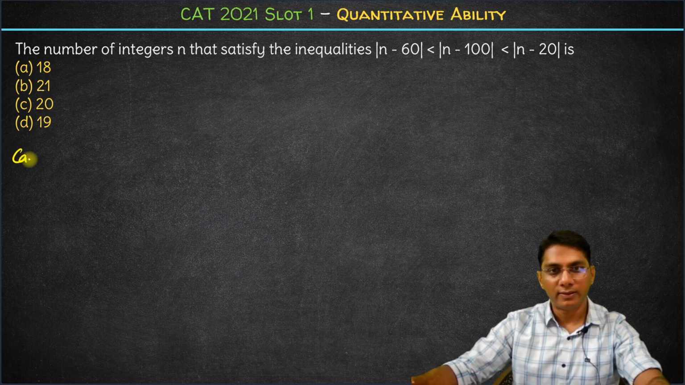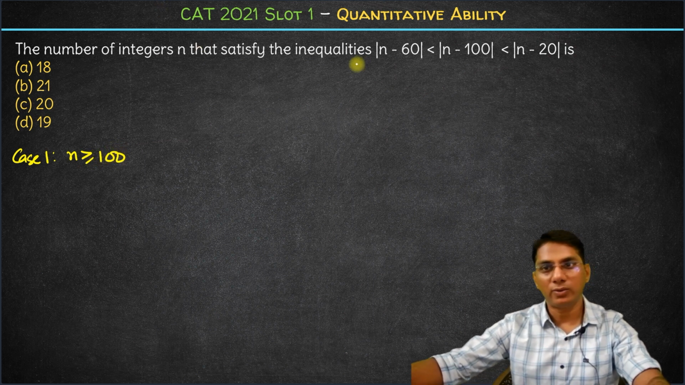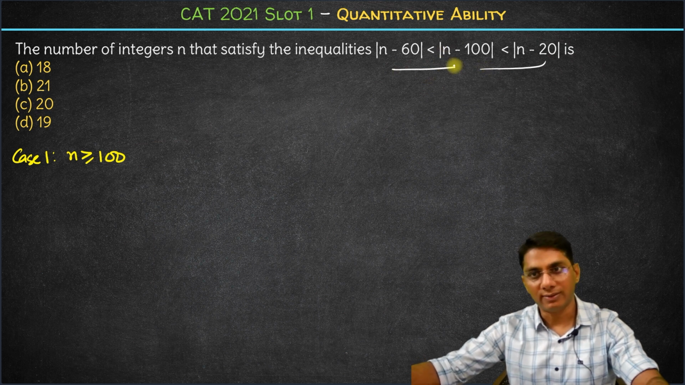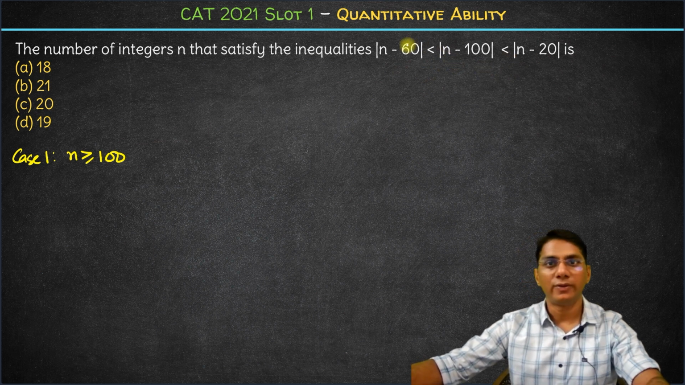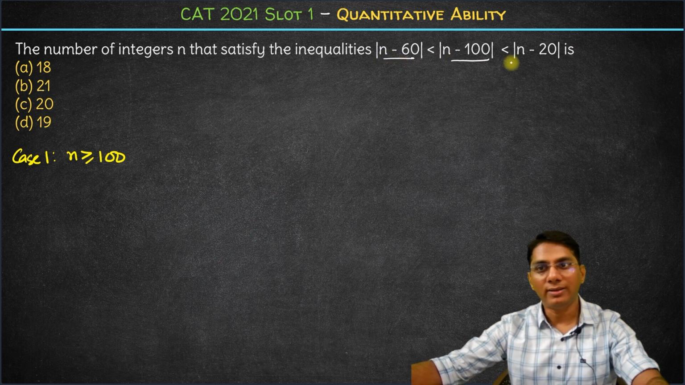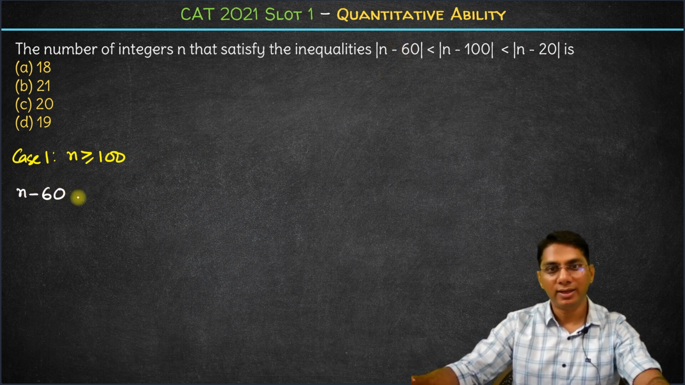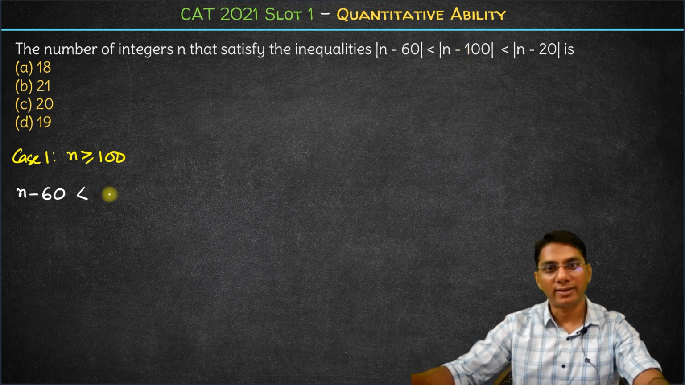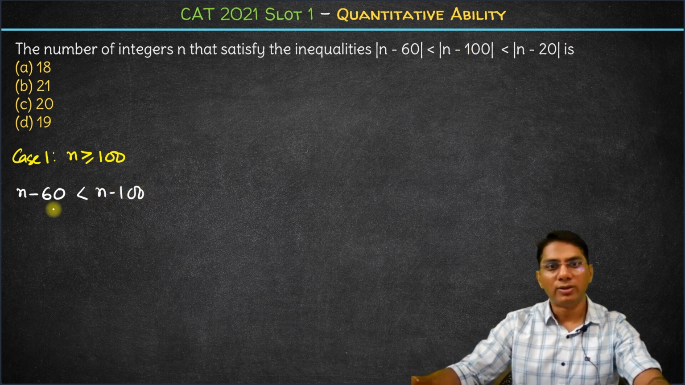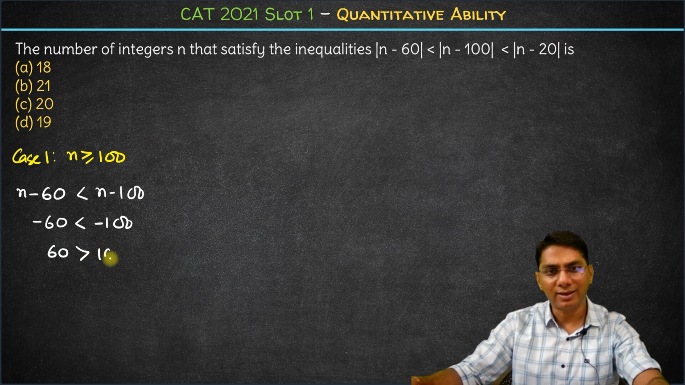What if n is greater than or equal to 100? Now if n is greater than or equal to 100, we'll solve both these inequalities, this as well as this. So if n is greater than 100, all these terms will be positive. So mod of n minus 60 will be simply n minus 60, which is less than, and mod of n minus 100 will also be n minus 100. So this effectively gives us minus 60 is less than minus 100. Multiplying with minus 1, this gives us 60 is greater than 100.